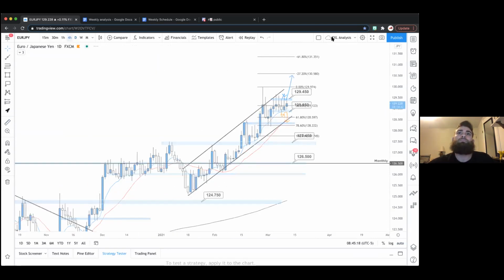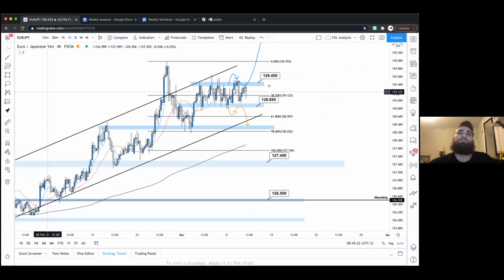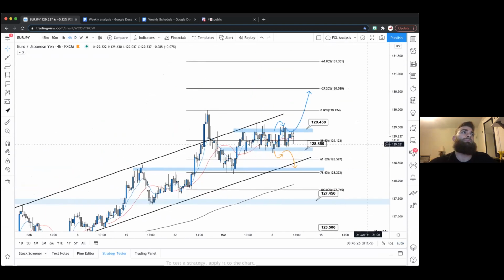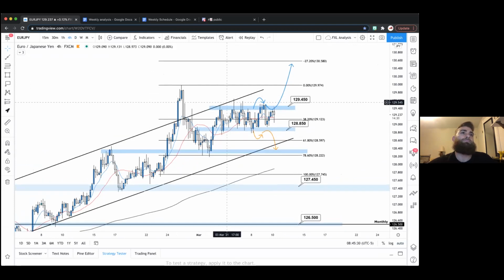Let's go to the 4-hour now, see what we could spot or draw up in terms of analysis. So very bullish. Okay, here is all that indecision. No surprise, guys. It's just a range. Tons of consolidation in here.